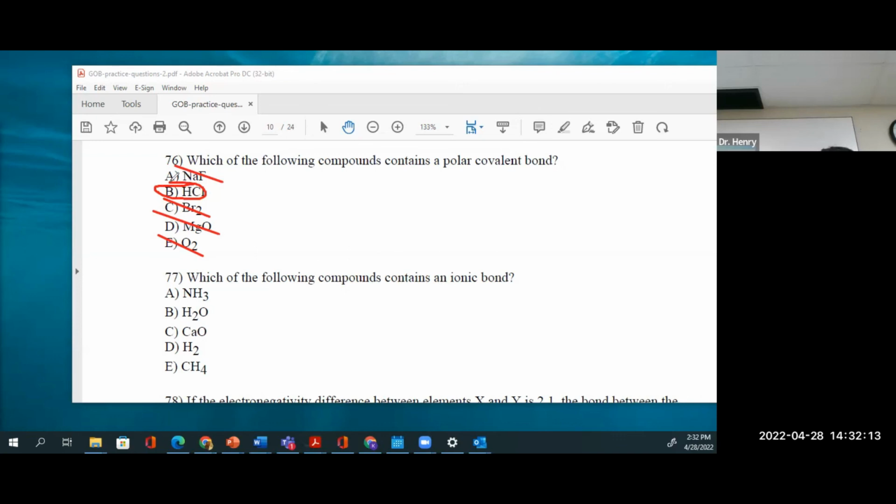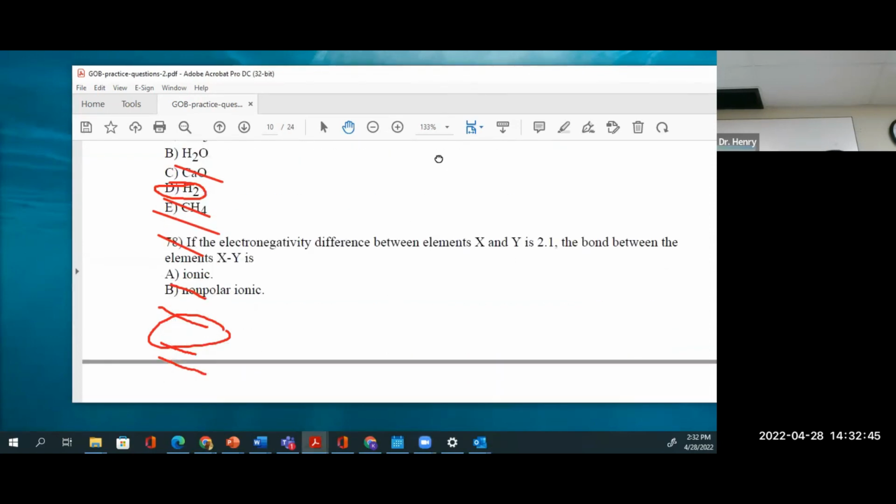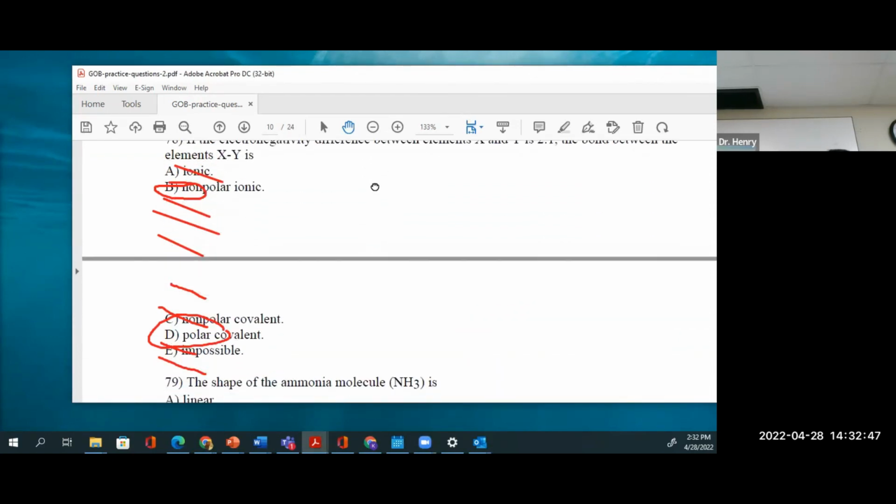Which of the following compounds contains an ionic bond? Which ones can we get rid of? Those are all non-metals. H2, anything else? CH4, anything else? So this is the only one that has a metal and a non-metal.